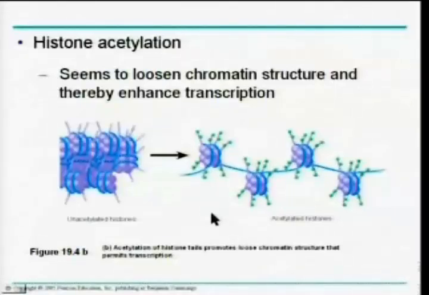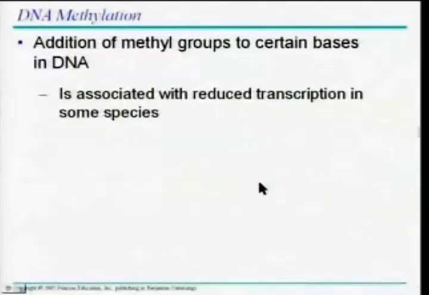Must be. So acetylation of histone tails promotes loose chromatin structure that permits transcription. A region of chromatin in which nucleosomes are unacetylated forms a compact structure on the left in which the DNA is not transcribed, the heterochromatin. When nucleosomes are highly acetylated, on the right, the chromatin becomes less compact, euchromatin, and the DNA is accessible for transcription.